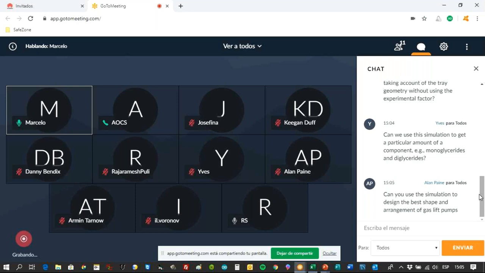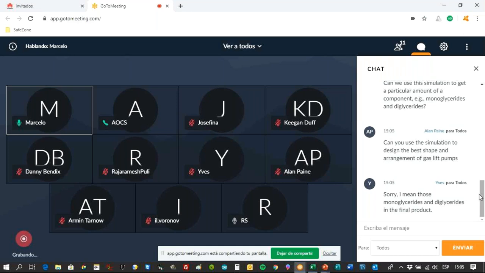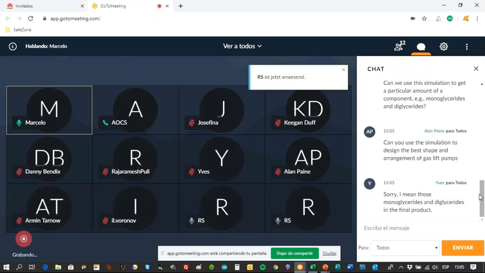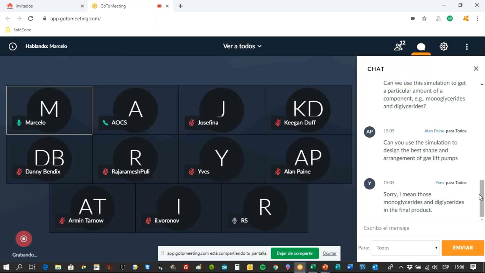Well, let me see if I understand. I think this question is referring to getting a given composition of monoglycerol and diglycerol in the final, probably deodorized oil. Well, what you can do with the simulation model is to consider different monoglyceride and diglyceride compositions in the bleached oil entering the deodorizer, and then, depending on the process conditions that you consider, I don't know, temperature, the vacuum, or the stripping steam, check what happens in terms of monoglyceride and diglyceride content in the deodorized oil. This is something that you can do.